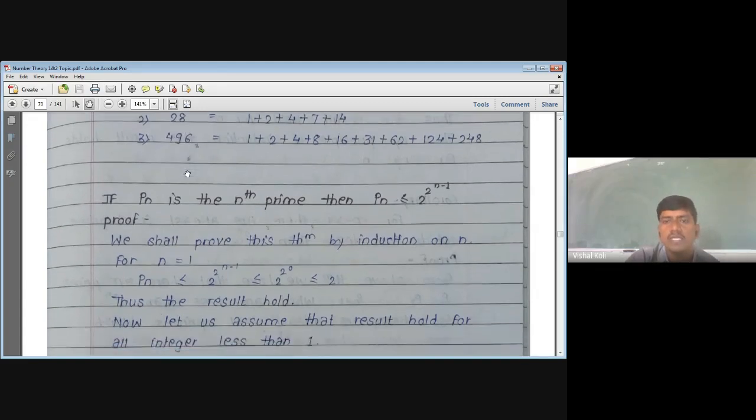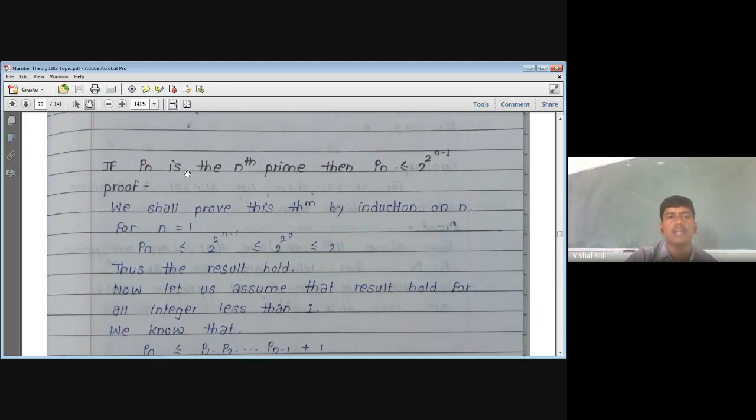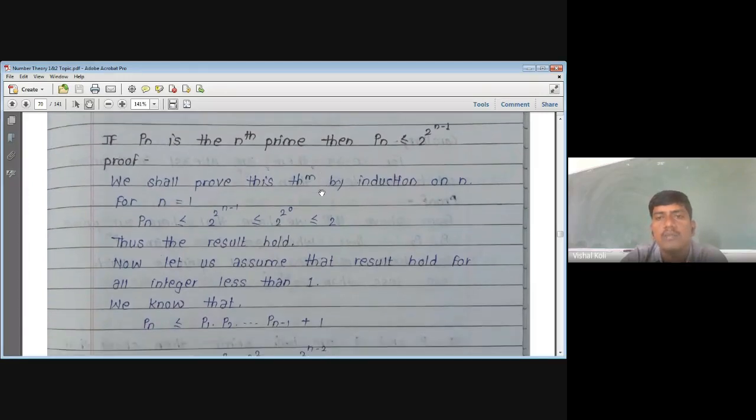Now there is one result: if Pn is the nth prime, that is, Pn denotes the nth prime number, then we have to show that Pn is less than or equal to 2 to the power 2 raised to n minus 1. We will prove this theorem by using mathematical induction on the positive integer n.